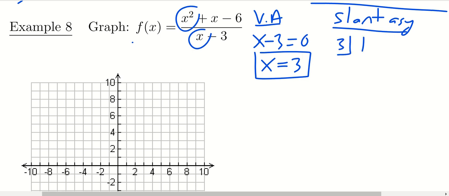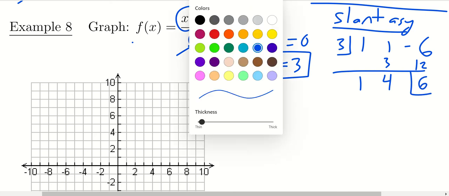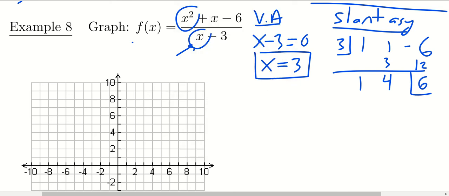If I were to do synthetic division, which we're able to because our divisor is x minus 3, it would look like this. 1 comes down, bottom times block, add to go down, bottom times block, we get 12, add to go down, we get 6. This would be our remainder. But what we would have after that would be x plus 4. So the quotient is x plus 4, and therefore the equation y equals x plus 4 is going to be that of our slant asymptote.